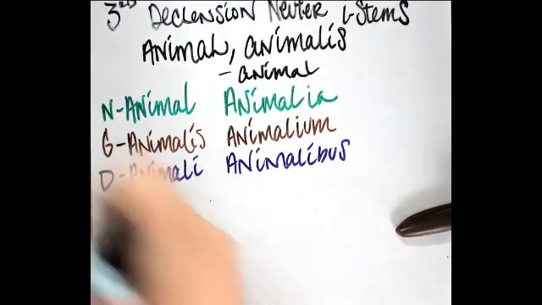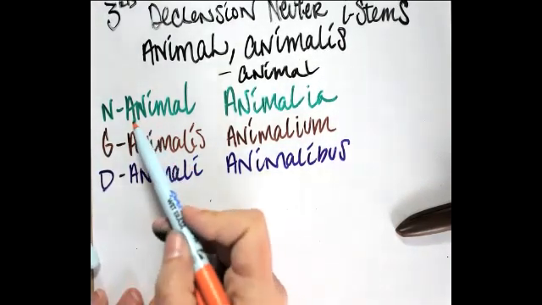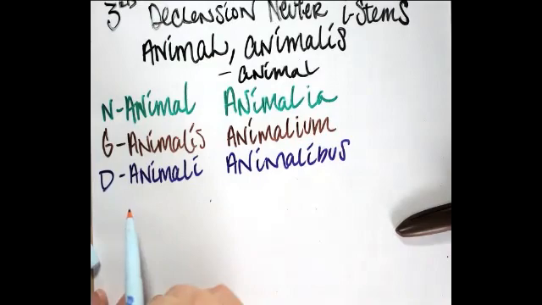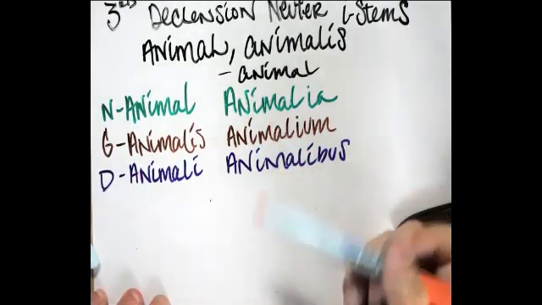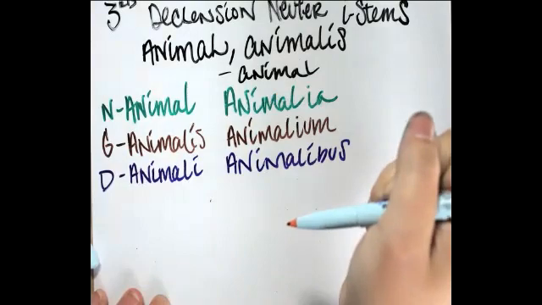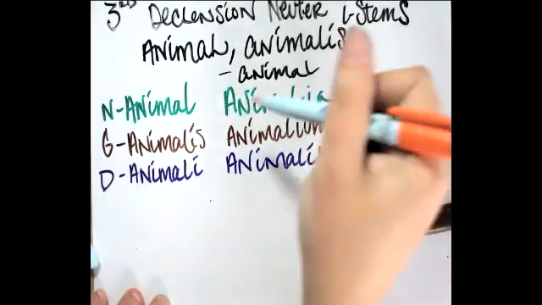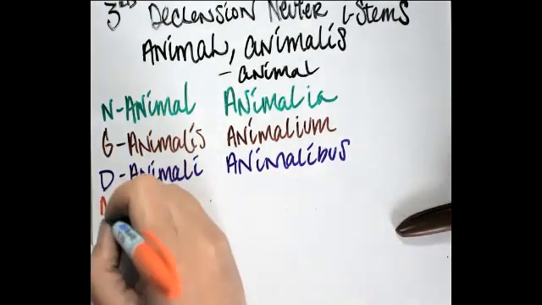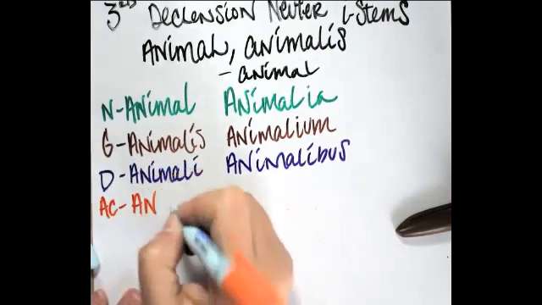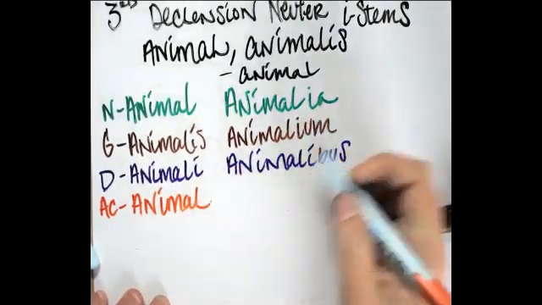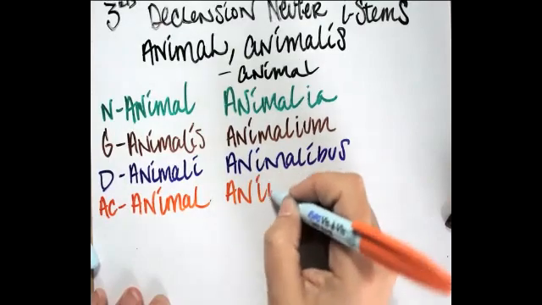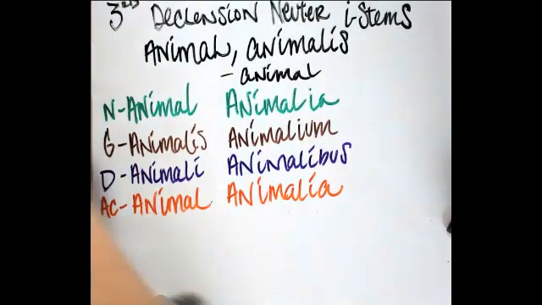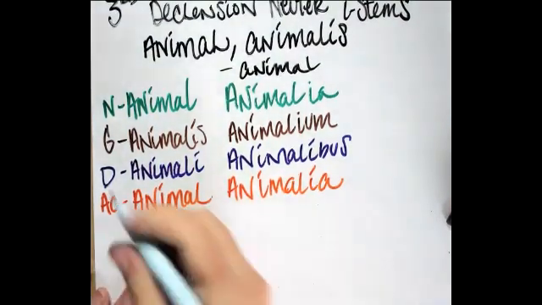In your accusative, we know that everything in third declension repeats in the plural, but neuter repeats in the singular as well, in the accusative. So animal, animalia. And then in your ablative, instead of your noun ending in an E like it has in everything else, it's going to end in an I.